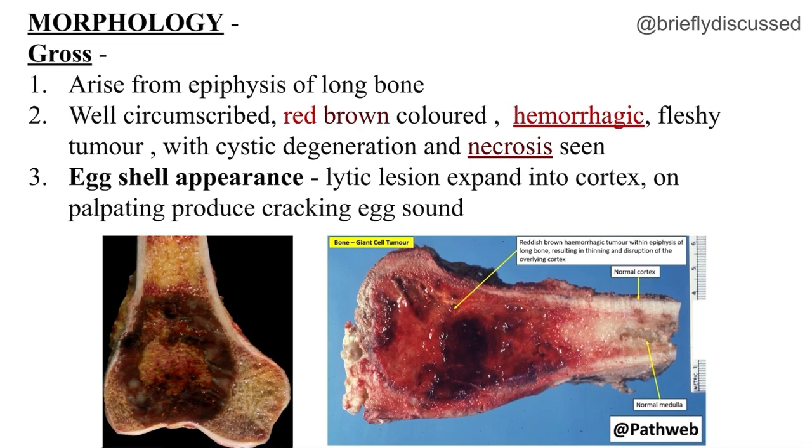And coming to the eggshell appearance, what do you mean by eggshell appearance? This tumor is growing in the epiphysis of the long bone, right? As it is a locally aggressive tumor, it grows and grows and it expands into the cortex. Once it is expanding into the cortex, when you touch the skin overlying it, it will produce this egg crackling sound. That is why it is known as eggshell appearance. So these lytic lesions expand into the cortex. On palpating, it produces this crackling egg sound.